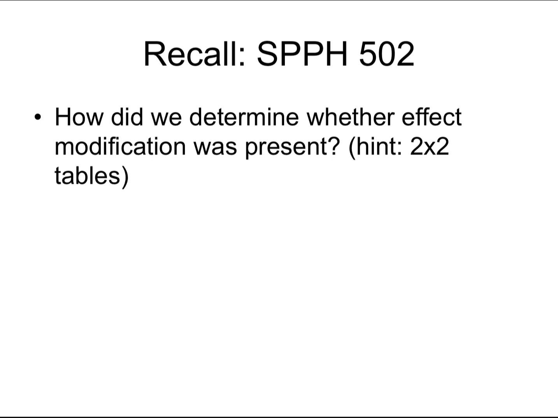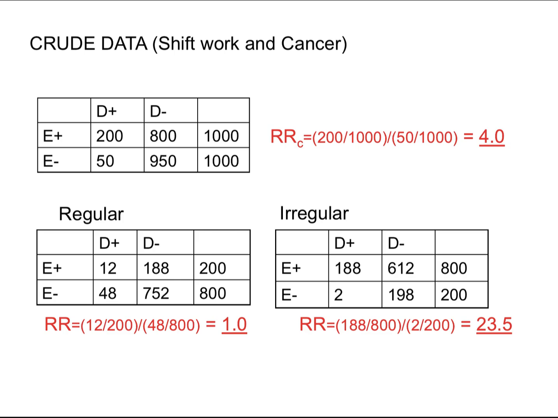So what about checking for effect modification statistically or numerically? Recall in SPPH 502, how did you determine whether or not effect modification was present? As a hint, think about 2x2 tables. Let's go over an example.